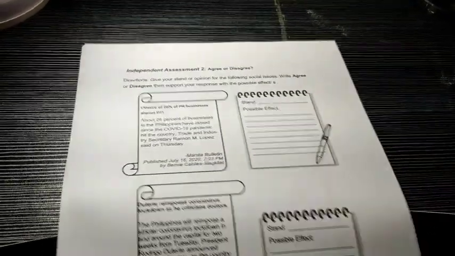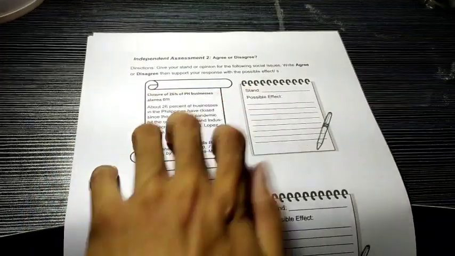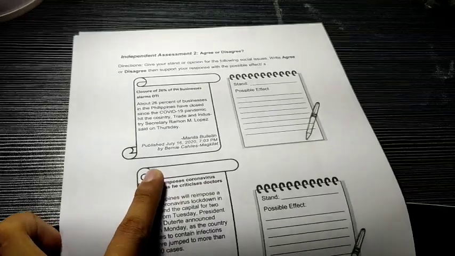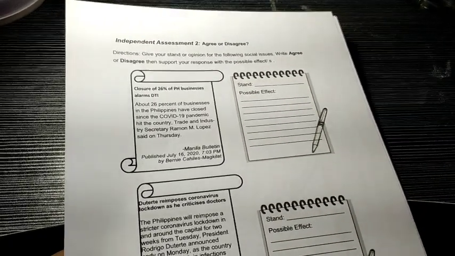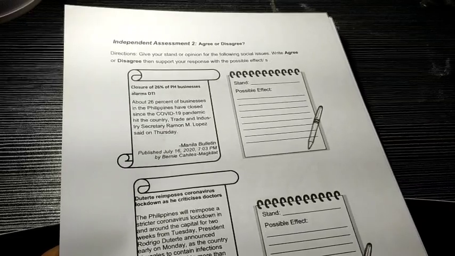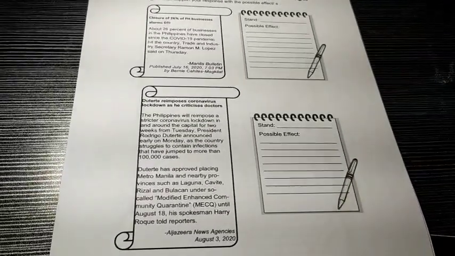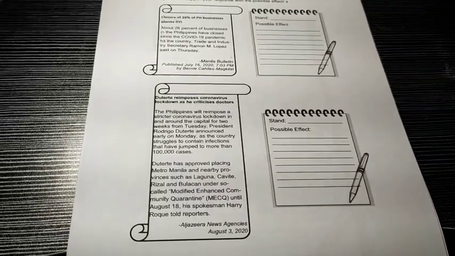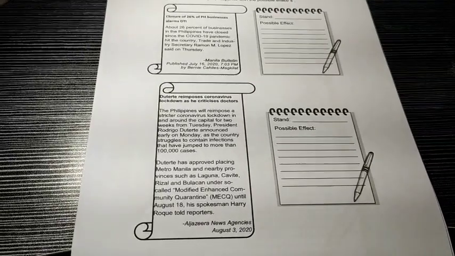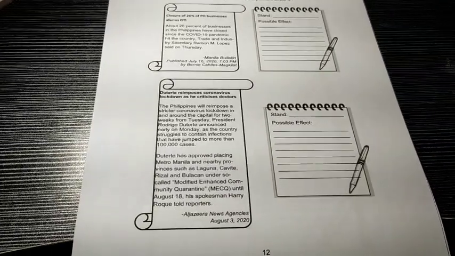Then independent assessment number 2, agree or disagree. So your stand, you will write here, if you agree or disagree. Then support your response with the possible effects. So what do you think? I agree because the possible effects would be... I disagree because the possible effects might harm the people, like that. So it depends on your own opinion, and you should use the transitional devices for this, to have a clear and smooth connection of your own ideas.